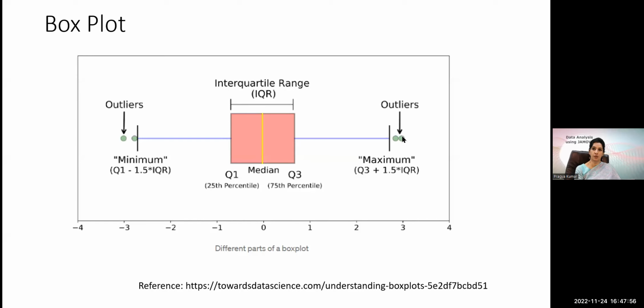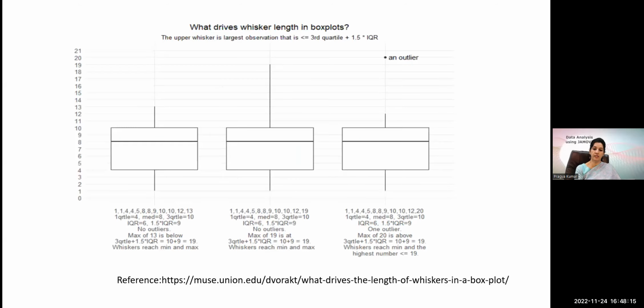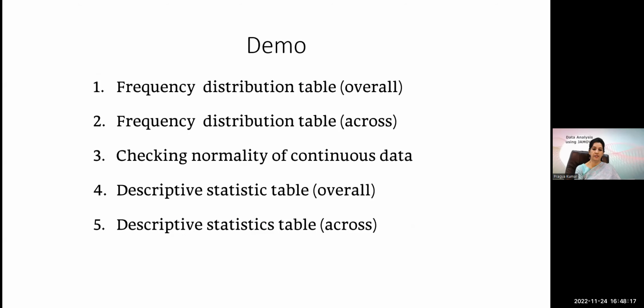qualifies as an outlier. In Jamovi also, outliers are identified by their number, and you can take a call whether to keep those outliers in your data analysis, or remove the outliers and then do the analysis. But at least you should report the outliers. How many outliers are there in your data set?